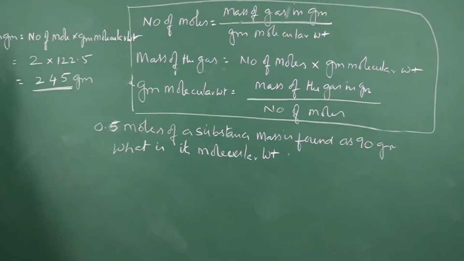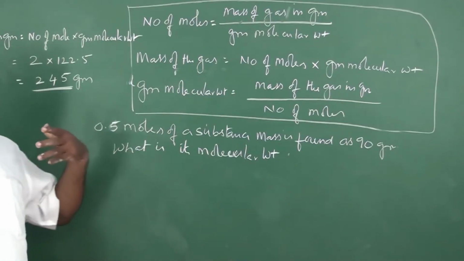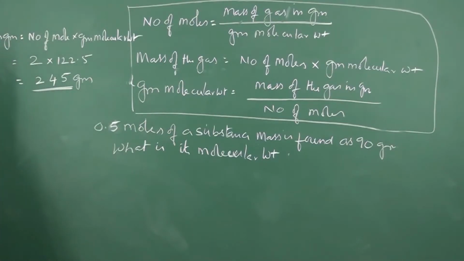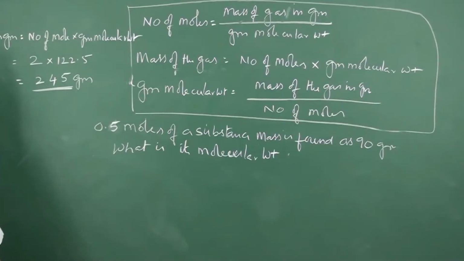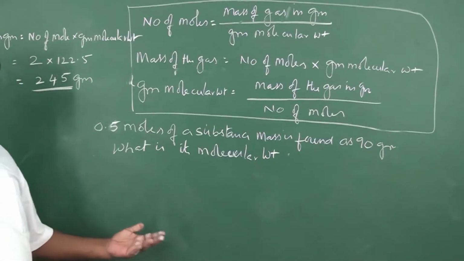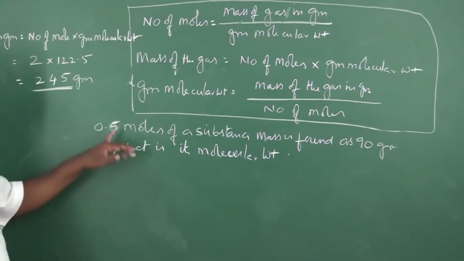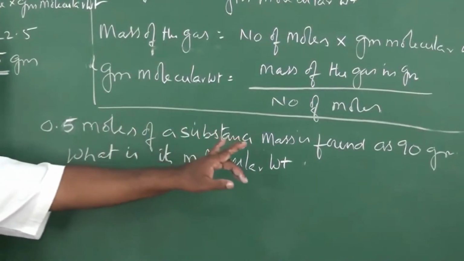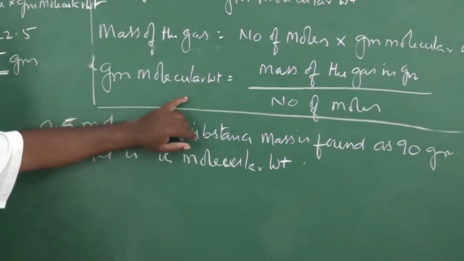Here the problem is different. The number of moles and mass of the substance both are given, but they didn't mention the name of that substance, but they are asking its molecular weight. We need not know its name, and there is no need of the elements present in it to calculate the molecular weight, because number of moles were given and mass of the substance was also given. In such cases, this formula will be useful for us.